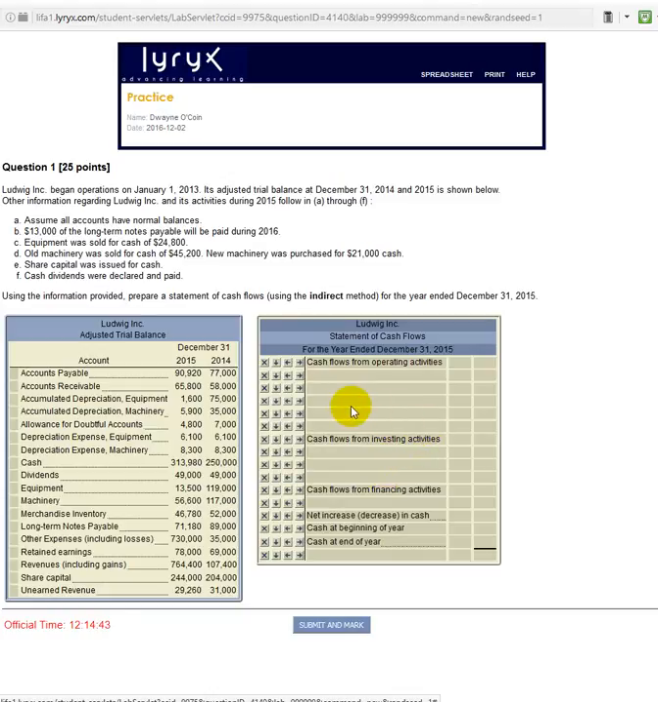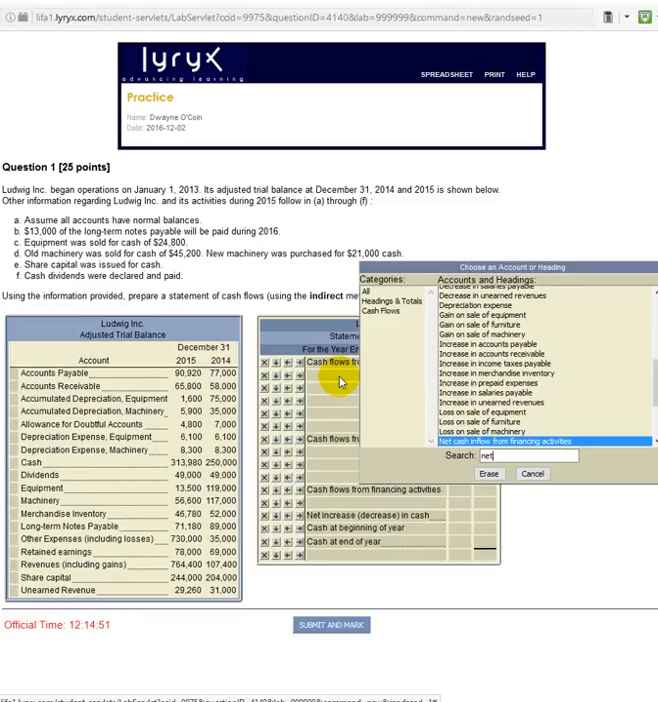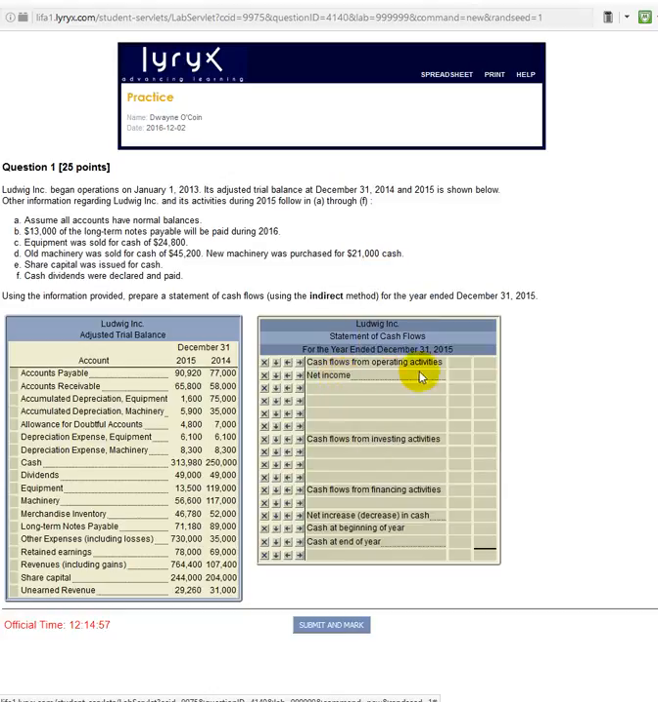Then we'll get started with the operating activities. In the operating activities, we start with net income. Well, we're not actually given net income, but let's assume it's income. I guess we don't really know for sure. If it turns out it's a loss, then we'll have to change the heading here. But we'll start with net income.